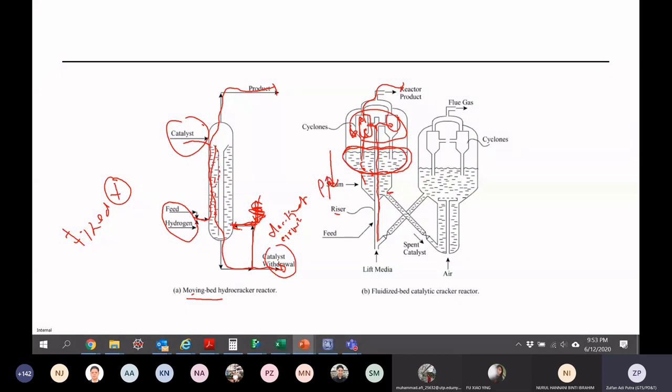So here you have a hydrostatic, higher static pressure here compared to there. So hence it can flow here, right? And it goes up with the help of this air. So there is normally also some fluidizing medium to get this whole thing going, and then it goes back here.